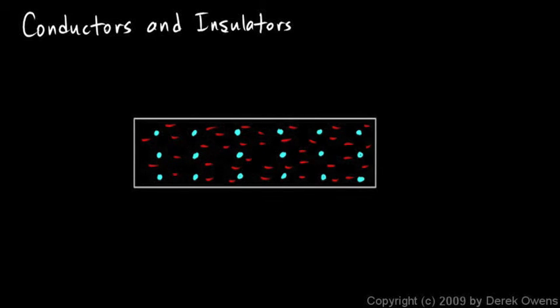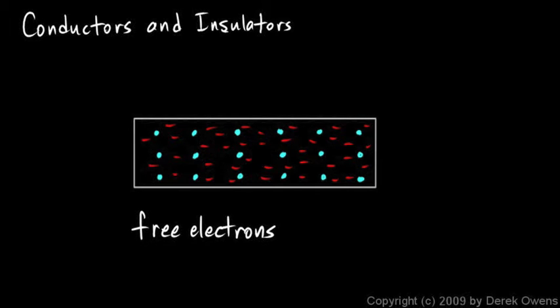Everything is made up of atoms. And let's suppose this rectangle represents a piece of metal. And the dots inside it, the blue dots, represent the nuclei of the atoms, and then the little red dashes represent the electrons, little negative signs representing a negative charge. Now, metals have what we call free electrons. A typical piece of metal has a lot of free electrons.